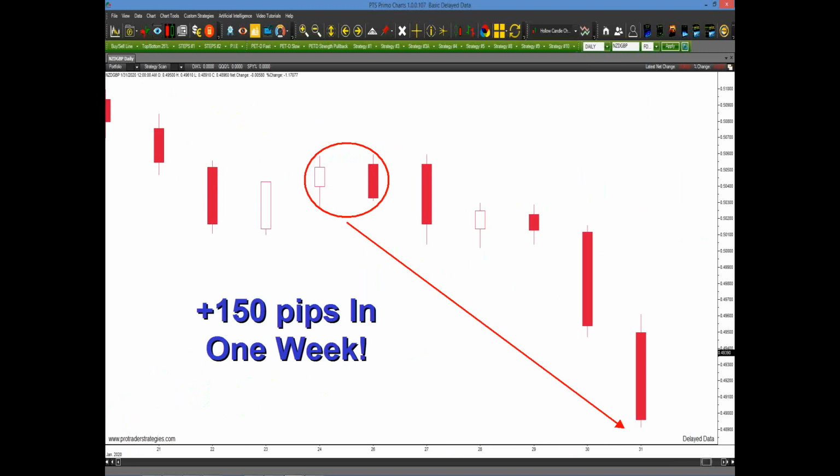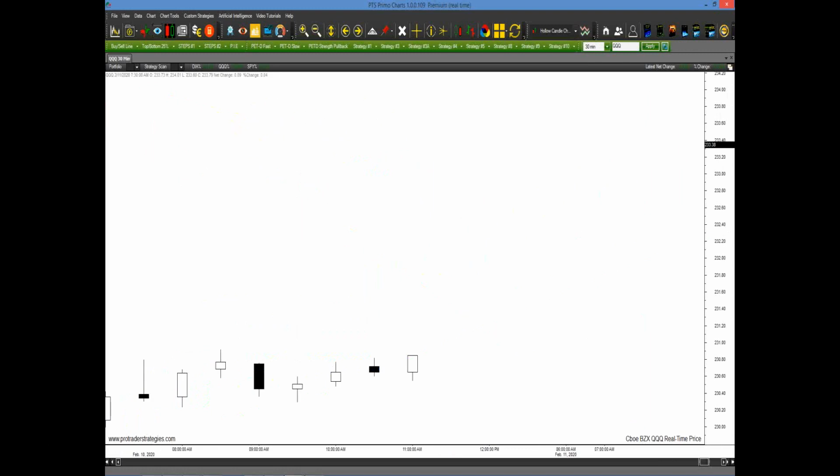Now, how about some day traders? I know we have a lot of day traders that like to trade intraday on the QQQs. Well, this just happened on the 10th, on Monday. Here's a 30-minute chart of the QQQs. That's the ETF that represents the NASDAQ index.